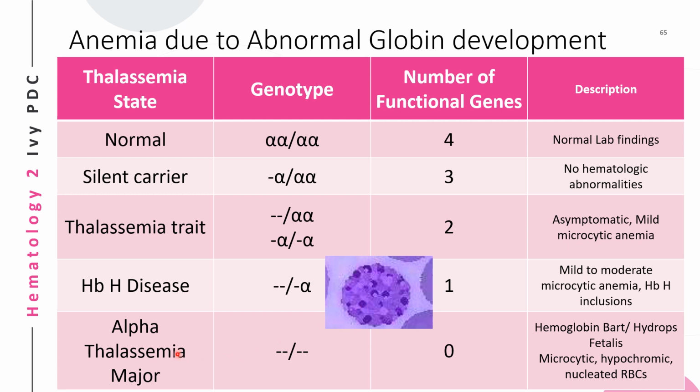The last one is alpha thalassemia major, where there is a loss of 4 alleles. Anemia begins before birth, so in this state, the fetus does not survive. That's why it is also called hydrops fetalis. At delivery, there is a severe microcytic hypochromic anemia with numerous nucleated RBCs. So again, for alpha thalassemia major, there is the absence of 4 alleles and no normal alpha globin genes to produce the alpha chains.